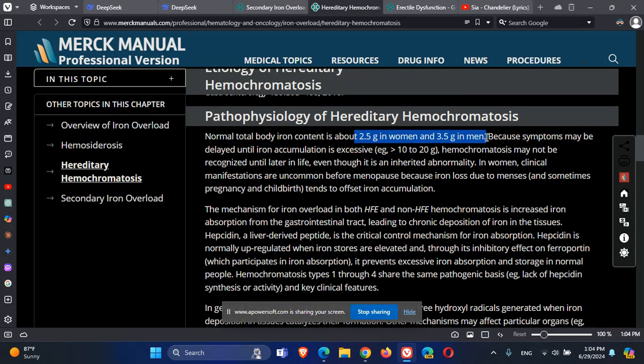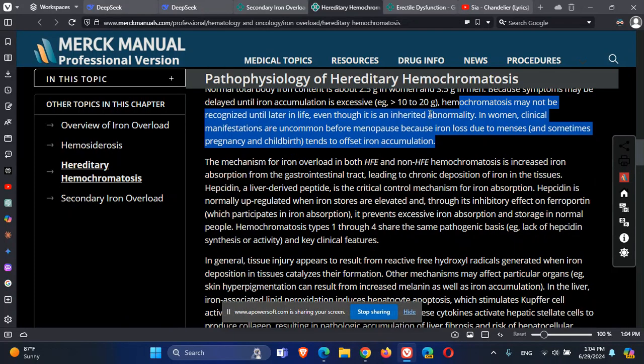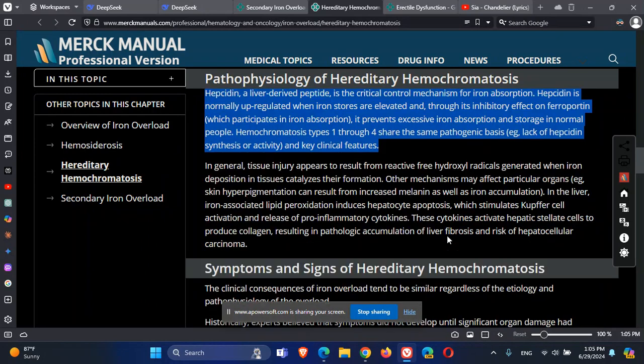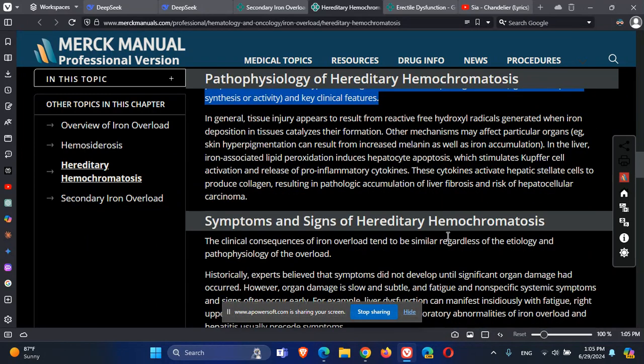So again, in a normal man or woman, we have this amount of iron, and you can see how high the iron can get in hemochromatosis. This we already talked about: it takes time until it can have a clinical manifestation. Here they are talking about hepcidin. Hepcidin should inhibit the absorption of too much iron, but it's defective in those types of hemochromatosis. So there is too much iron that is absorbed.